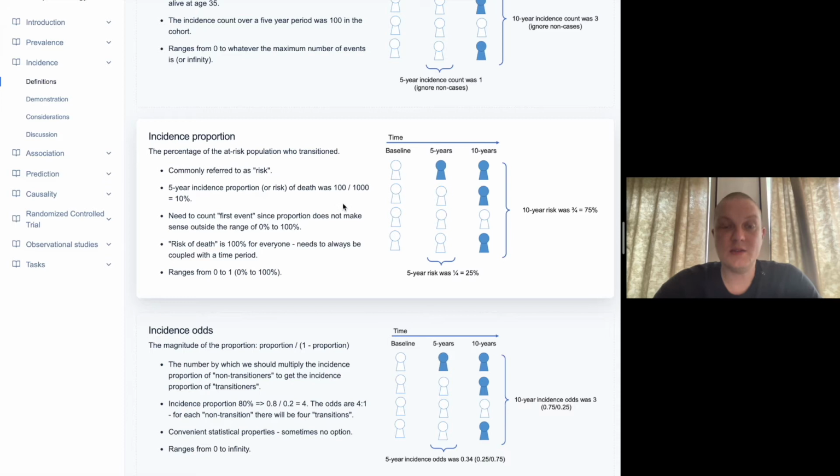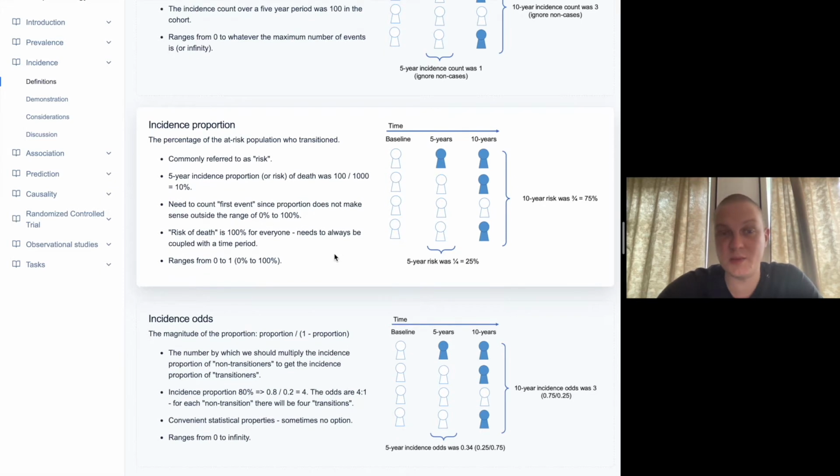Now, an incidence also needs to be tied up with some kind of time. Time needs to elapse, and you need to report what that time is. You can't just say the risk of something. It has to be the 5-year risk or the 1-year risk or something like that. And the reason is, well, the risk of death, for instance, is 100% for everyone. Everybody's going to die at some point, and so you need to say the risk of death over a 5-year period was such and such.